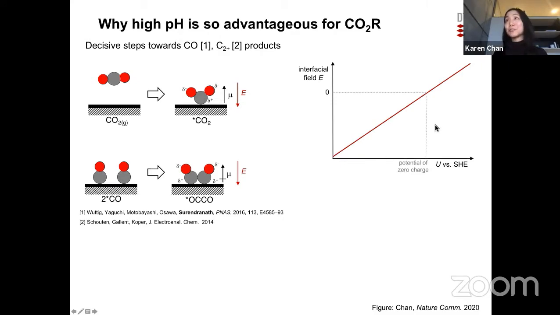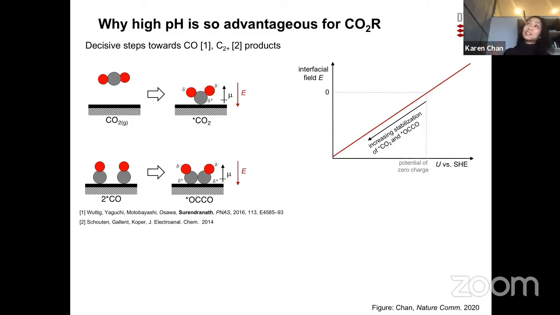And this is the cartoon I draw here. And with more complex models, you still get a monotonic function. But this is the general idea. And so what this means is that the more negative of the potential of zero charge of a metal solution interface, then we get increasing stabilization of these species.